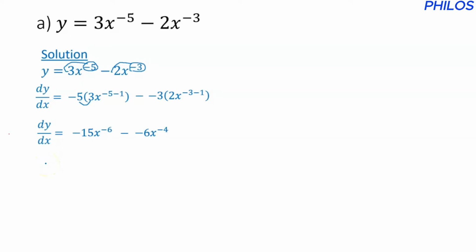So dy over dx will give you negative 15x exponent negative 6. Now this negative should multiply this negative, and that will give you positive. So that will make it a plus. So plus 6x exponent negative 4. So that is the answer to question A. So let's look at question B.